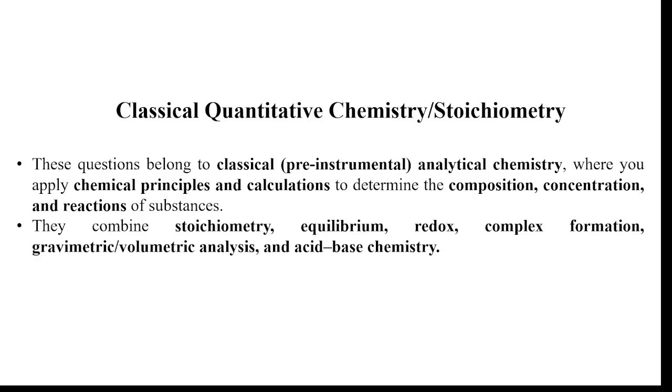So they have used some chemical principles and calculation to determine this. This type of question will be based on stoichiometry, equilibrium, redox reactions, complex formation, gravimetric or volumetric analysis, or acid-base chemistry. So I have chosen two problems, just like I told you before, from the paper of 2017, and each question is of 5 marks.